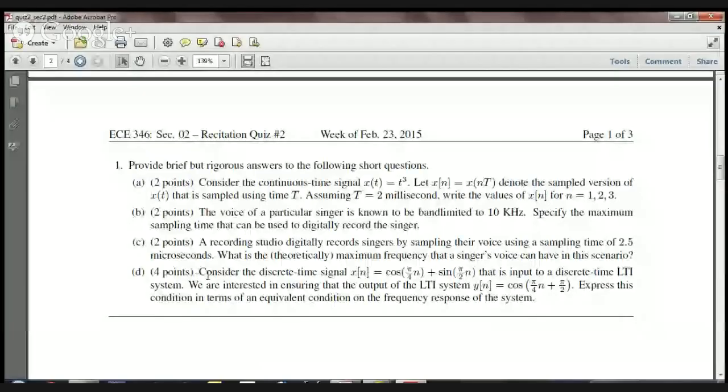Okay. So part D is, consider the discrete time signal x[n] is equal to cosine of pi by 4 n plus sine of pi by 2 n. That is input to a discrete LTI system. We are interested in ensuring that the output of the LTI system y[n] is cosine of pi by 4 n plus pi by 2. Express this condition in terms of an equivalent condition on the frequency response of the system.